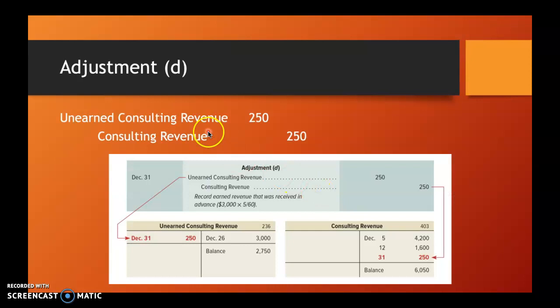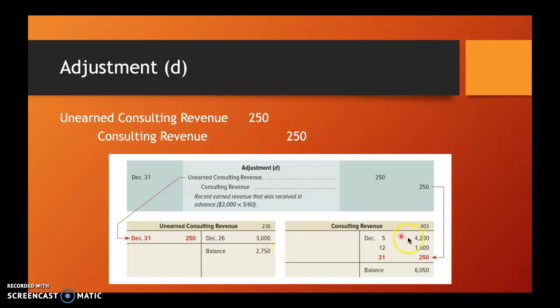So the journal entry for this would be, remember, revenues have a credit normal balance. First we credit consulting revenue for $250. Then we debit the unearned consulting revenue liability for $250. Down here, we can see where those amounts go. In the unearned consulting revenue, when we first received the money, we hadn't performed any of that consulting, so that whole $3,000 was a liability. But because we performed $250 worth, we debit that for a remaining liability of $2,750 after the current year.